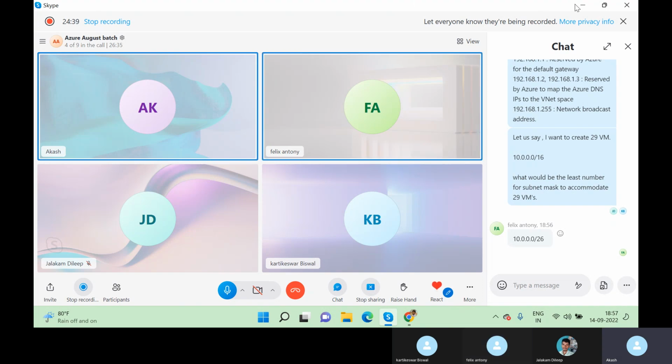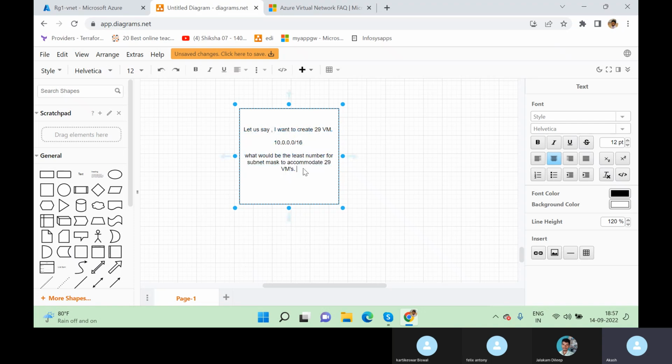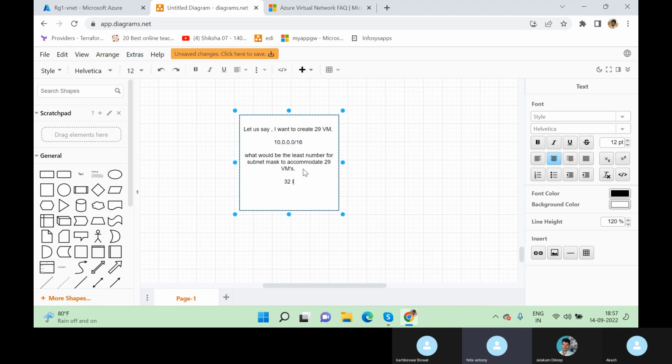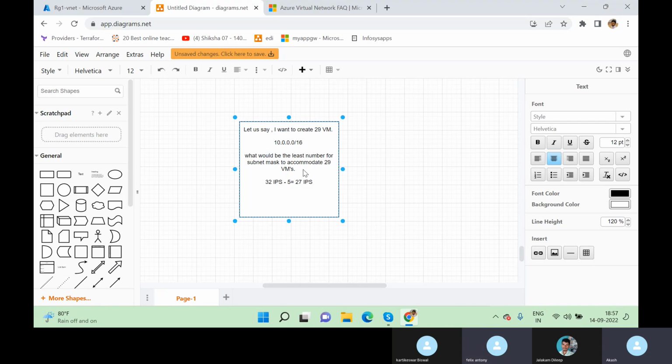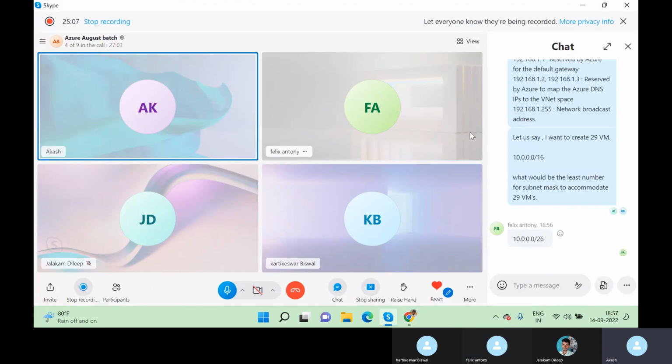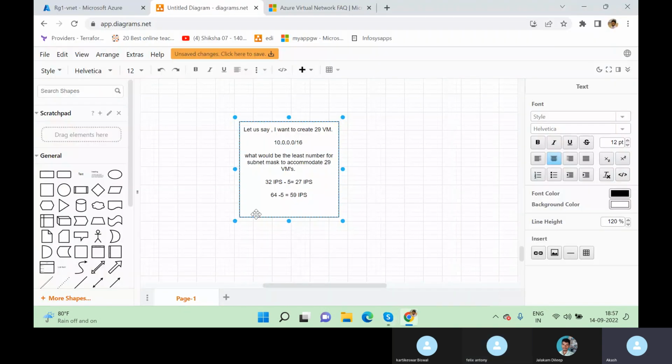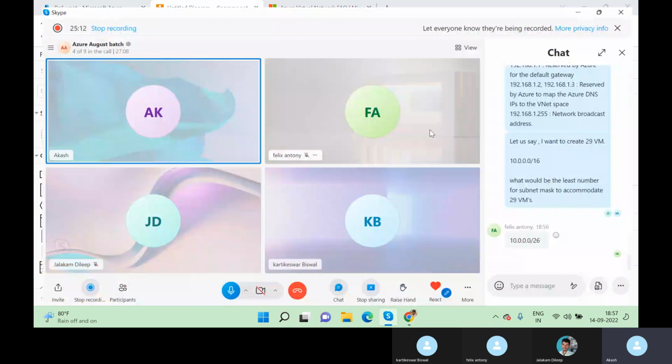So when you have a /27, how many IPs can I have? Only 32. With /27 you will have 32 IPs minus 5 IPs, which is 27 IPs. So that does not satisfy my condition. When I give /26, which is 64 IPs, 64 minus 5 IPs is 59 IPs, and that will satisfy my condition. So the answer is 26. And that is the trick here.